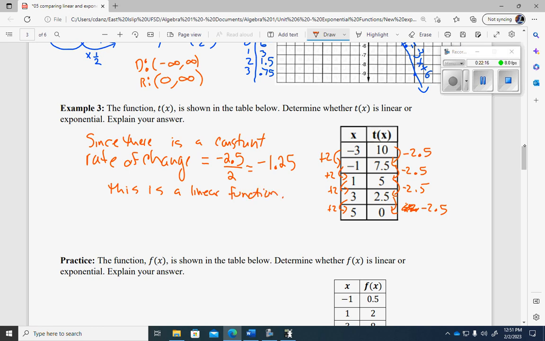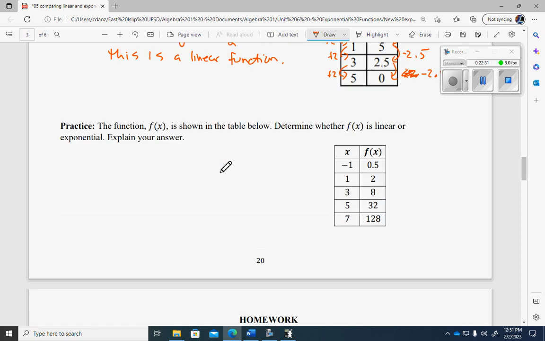This sentence answers the question exactly. It says determine whether it's linear or exponential. I did. And it says explain your answer. And by me starting off here with saying since there's a constant rate of change, that's my explanation. And finally, the function f of x is shown in the table below. Determine whether f of x is linear or exponential. Explain your answer.